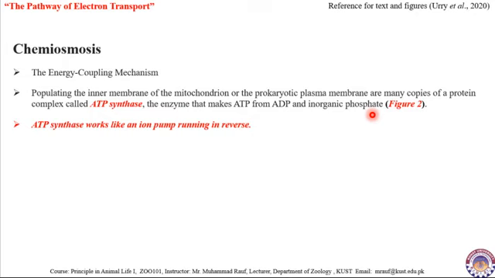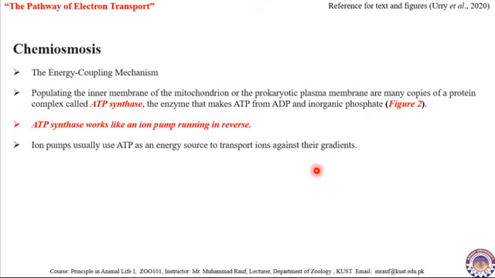Now how does this process work? There are ion pumps present in the inner membrane, and as the electrons are passed from one carrier to another carrier, in this process energy is released, and this energy is used to draw the ions through these channels into the intermembrane space.